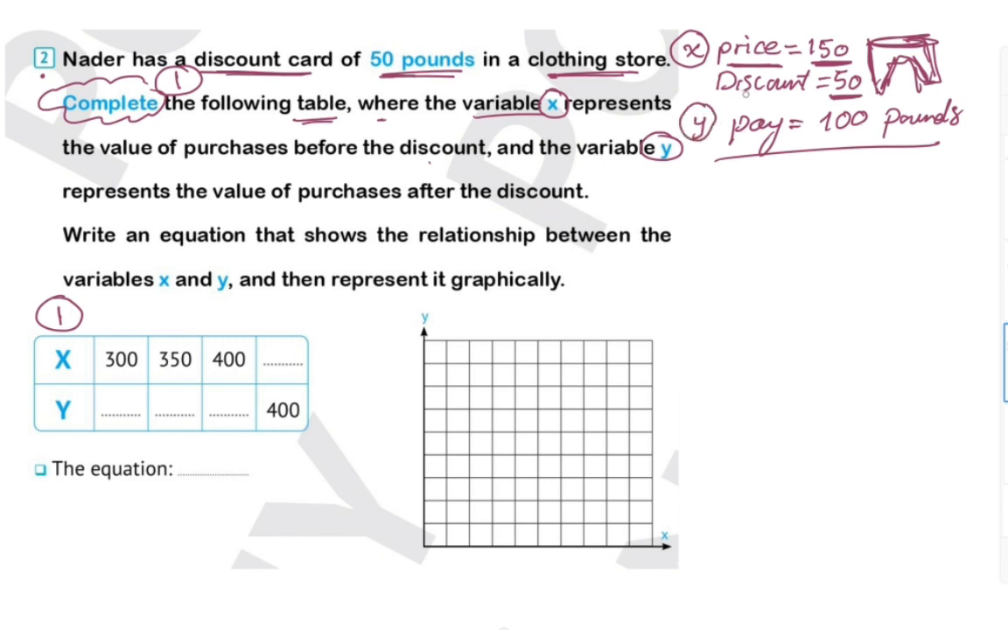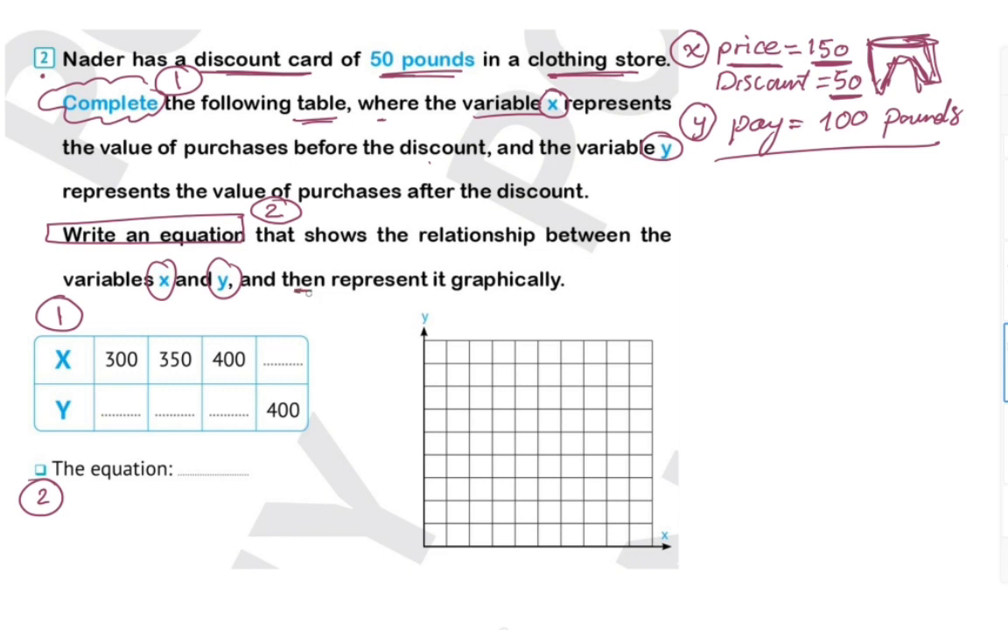After discount. Okay, so in this example, 150 represents x, 100 represents y. Now, write an equation. This is question number 2. Write an equation showing the relationship between y and x. So the equation between x and y, okay?